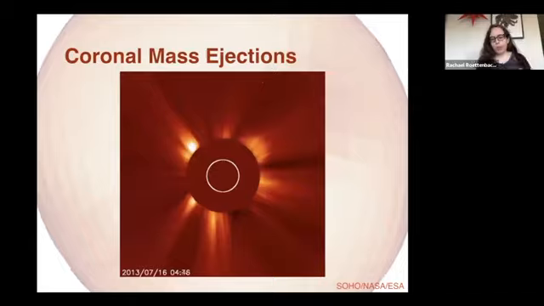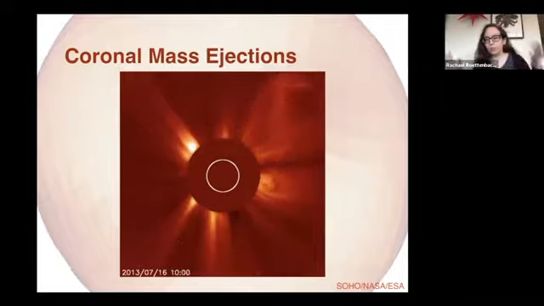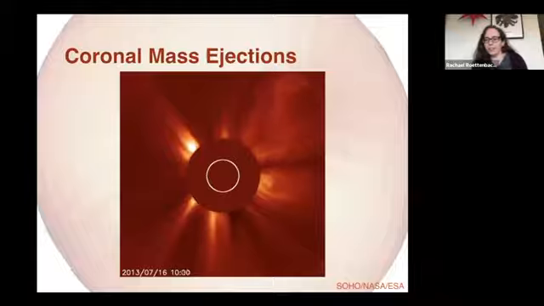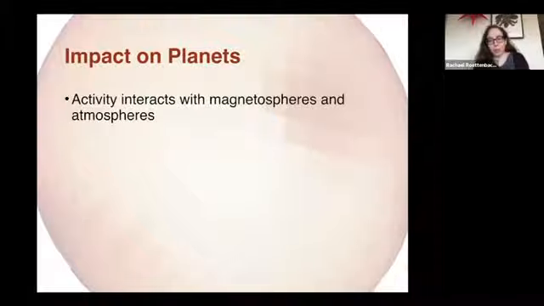These are a similar phenomenon where the magnetic fields reconnect and expel charged particles out into the interplanetary region within the solar system. So these are all fun things that can happen from stellar magnetism, but they also really do have an impact, particularly on the planets.